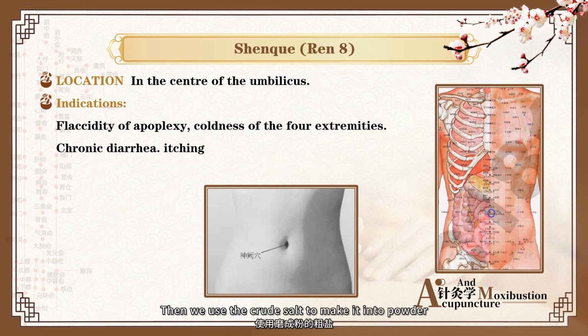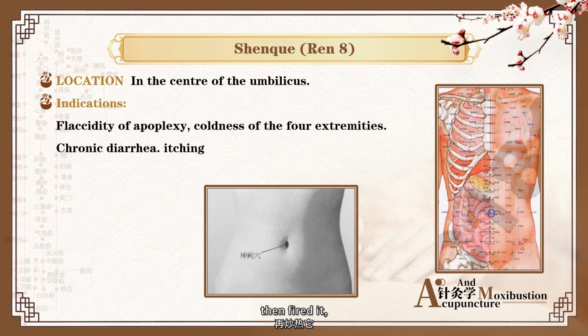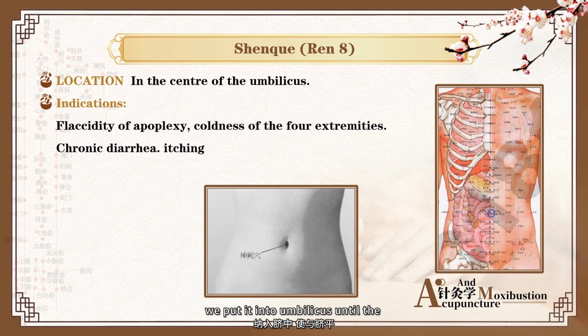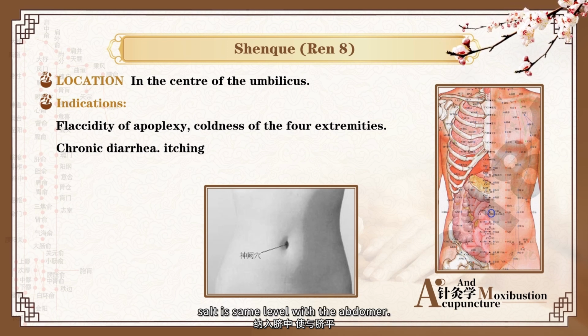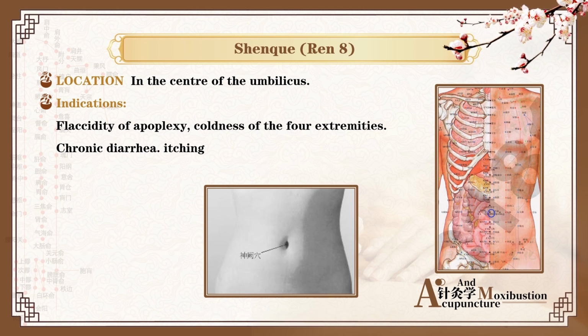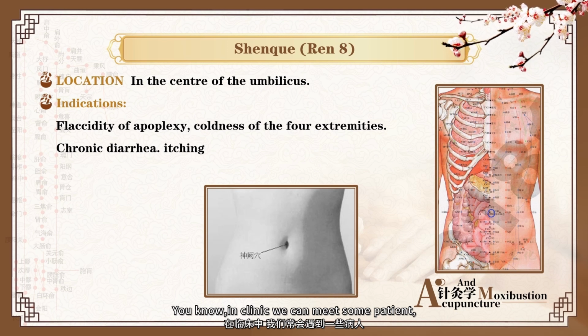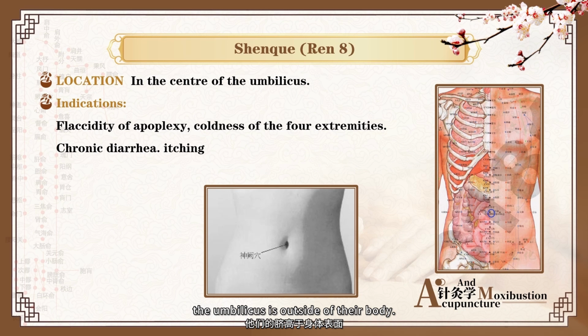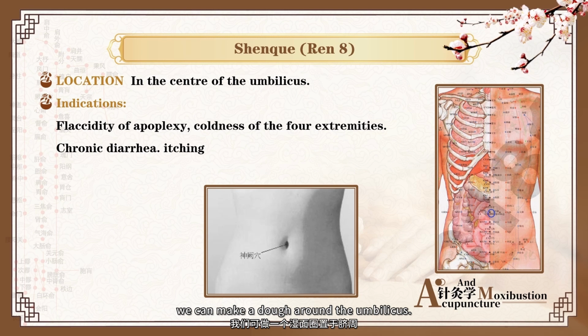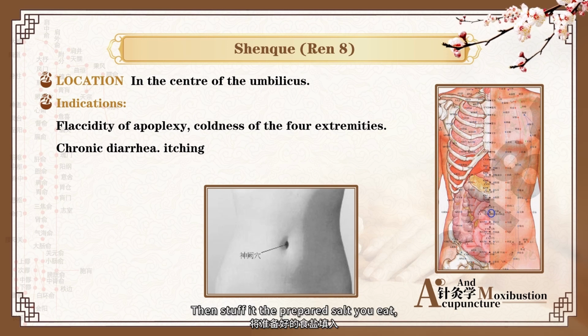Then we use crude salt, make it into powder, and fry it. When it cools, we put it into the umbilicus until the salt is at the same level as the abdomen. In clinic, for some patients the umbilicus protrudes outside of the body. At that time, we can make a dough ring around the umbilicus, then stuff the prepared salt into it.